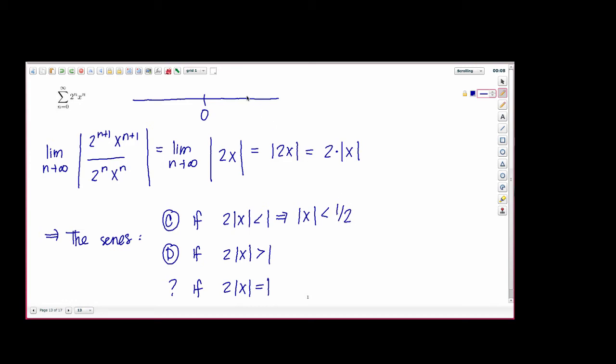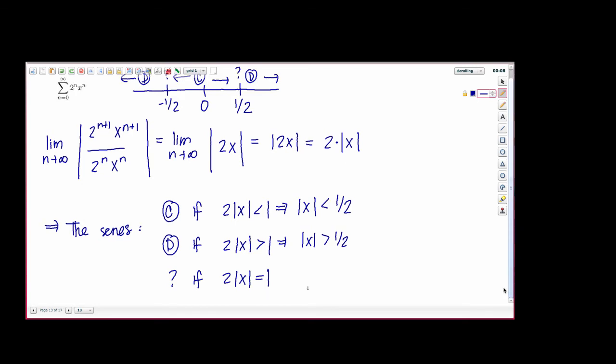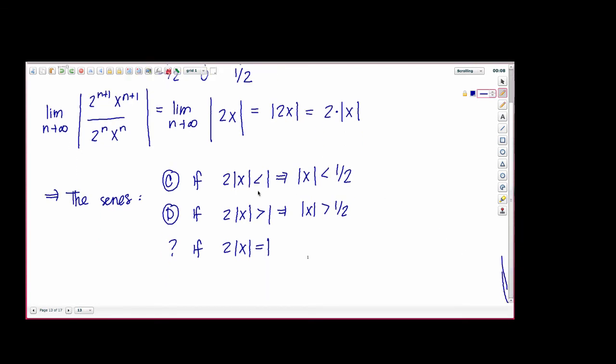So now I'll go back up to our number line and we see, okay, absolute value of x less than a half. That means we're in between minus a half and a half. So we know our series converges inside this region. We know we diverge outside this region. So we diverge when the absolute value of x is greater than a half. And we don't know what happens at the endpoints plus or minus a half. So we need to figure out what's going on here. But we can tell already from this first bit that our radius of convergence is equal to 1/2. So our interval goes 1/2 on either side of 0.